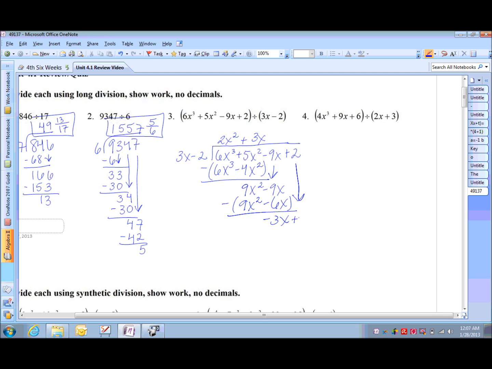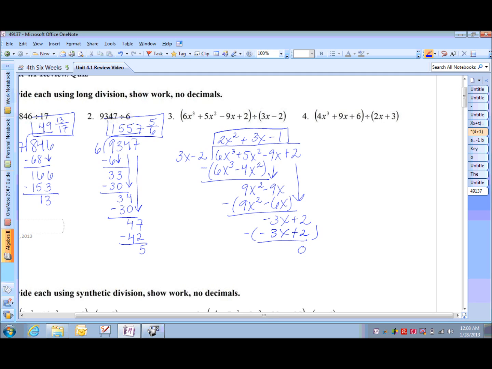We bring down the 2. And negative 3x divided by 3x gives you negative 1. Now we multiply negative 1 by 3x minus 2. Negative 1 times 3x is negative 3x. And negative 1 times negative 2 is positive 2. Subtract, and you end up with 0. So in this case, we do not have anything left over, so we have no remainder. And our final answer is 2x squared plus 3x minus 1.